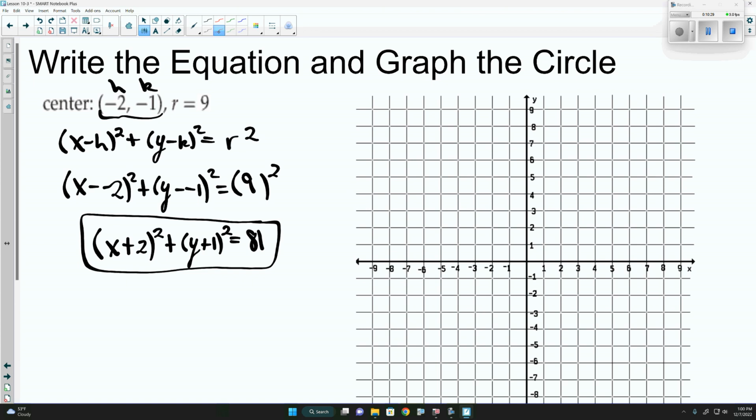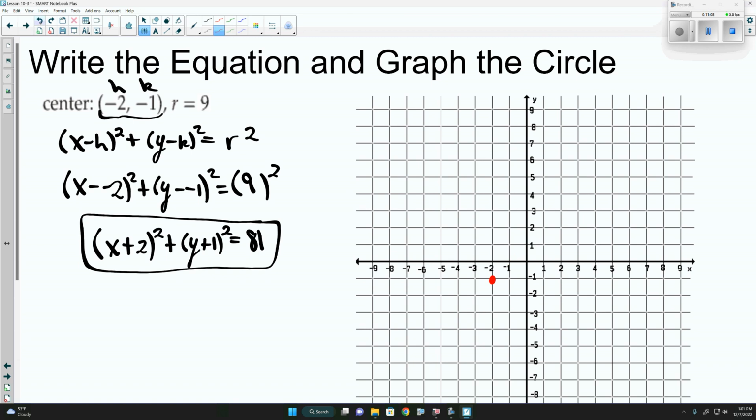Questions on this so far? Now we need to graph it. When we graph it, we always start at the center. So our center is (−2, −1). And for us, a circle is the set of all points equidistant from the center. Well, how far are they away from the center? 9, yes? Now, trying to go 9 in this direction here would not be easy because it's not going to be a nice point. So we won't go that way.